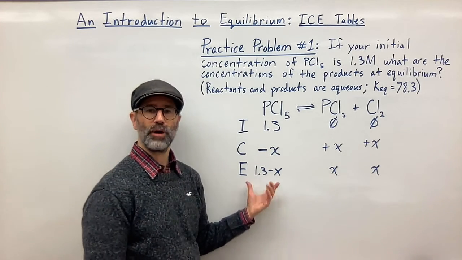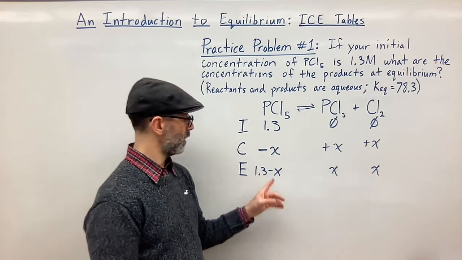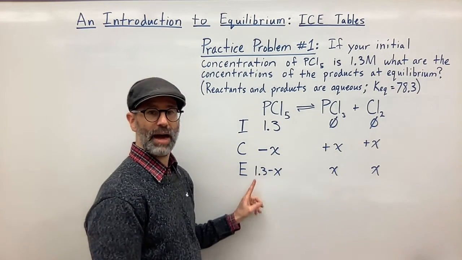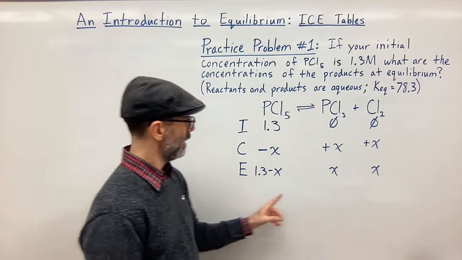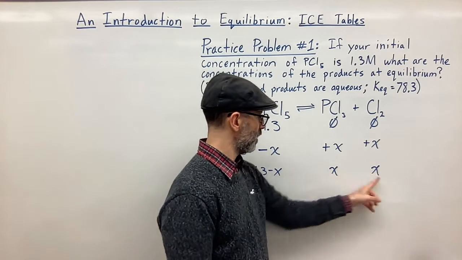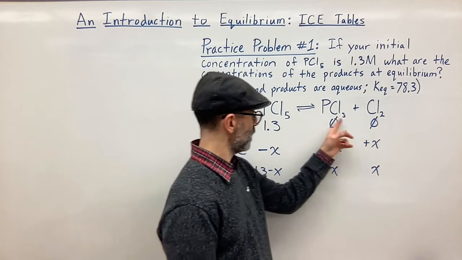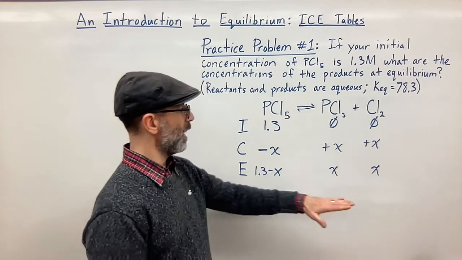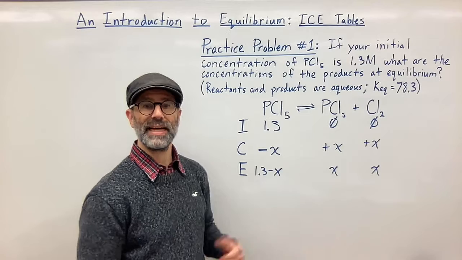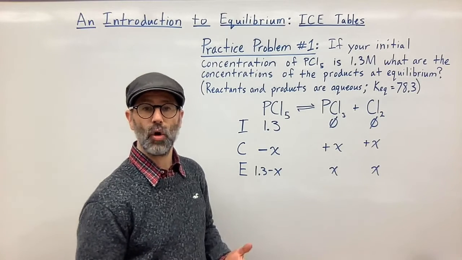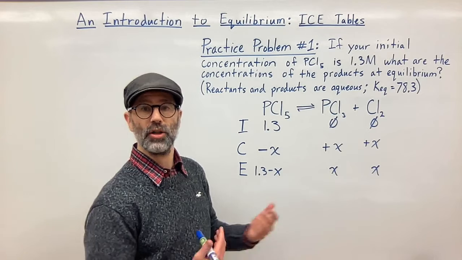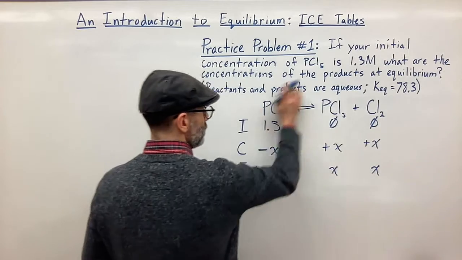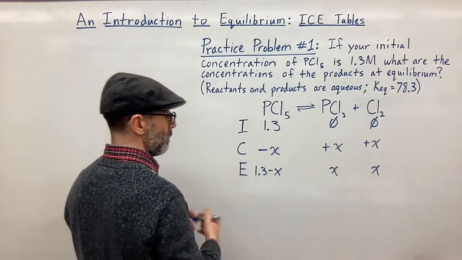So if I could solve for X, then I could use that number, whatever X is, and subtract X from 1.3. That would give me my equilibrium concentration. And then whatever X is, that would be the concentrations of my PCl3 and Cl2, right? Okay, so what do I do? I filled out my ICE table, and the next thing to do is to write your KEQ expression for the reaction. So here's my reaction. So I'm going to write my KEQ.